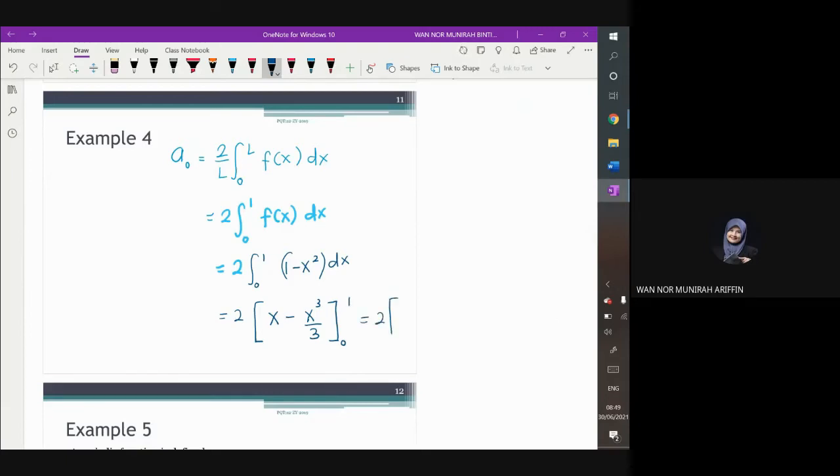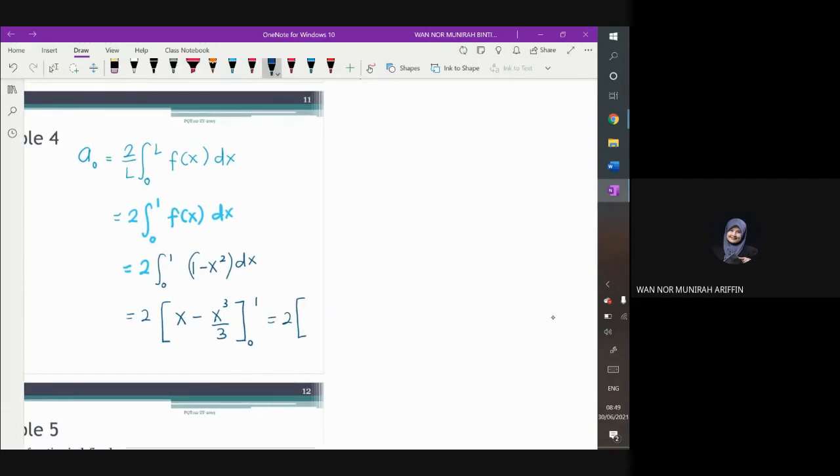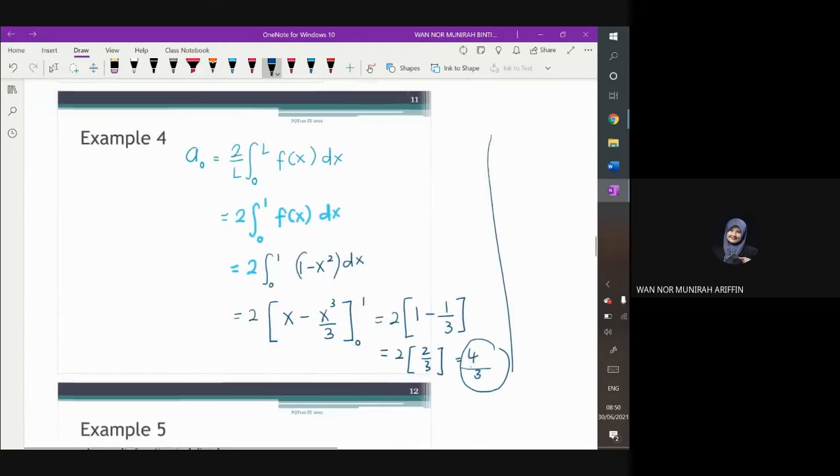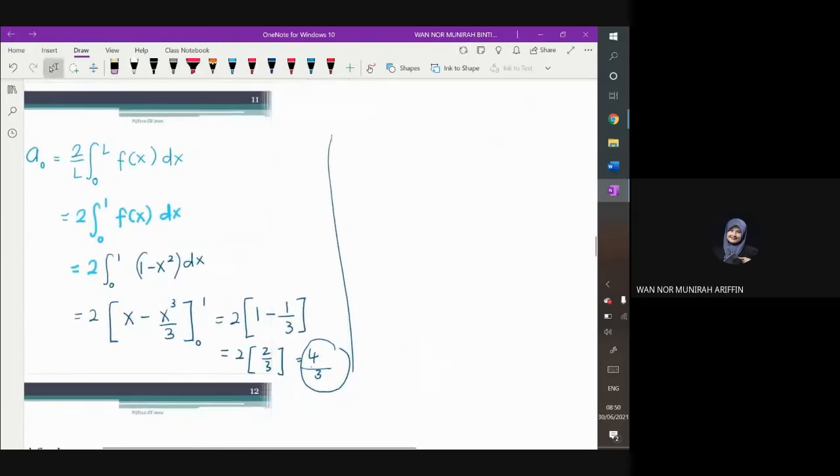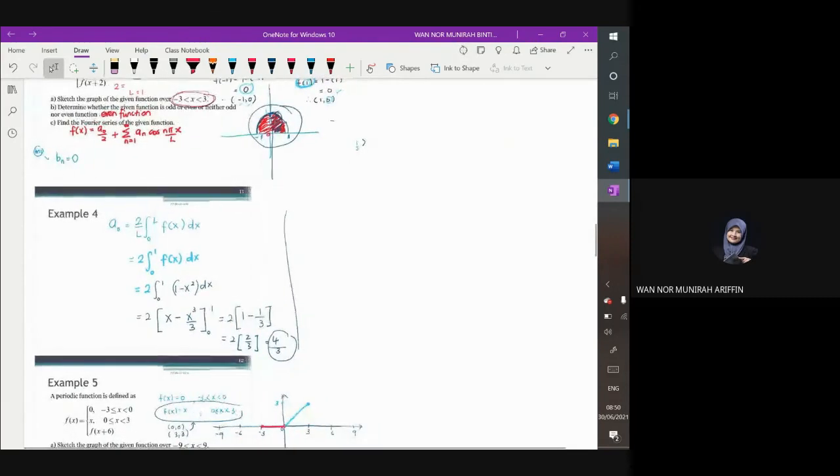So I have 2 outside. Substitute 1 first, so you have 1 minus 1 over 3, and then minus 0, so 0 lah. So you have 2 times (3 over 3 minus 1 over 3), which is 2 over 3, so that you have 4 over 3. Okay, 4 over 3 is your a naught. So keep it for a while, and then we need to substitute inside the formula here after this.